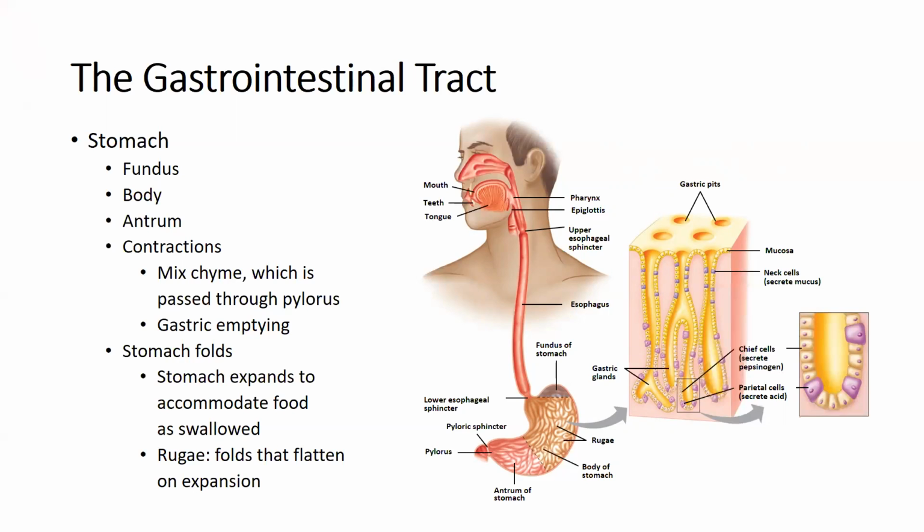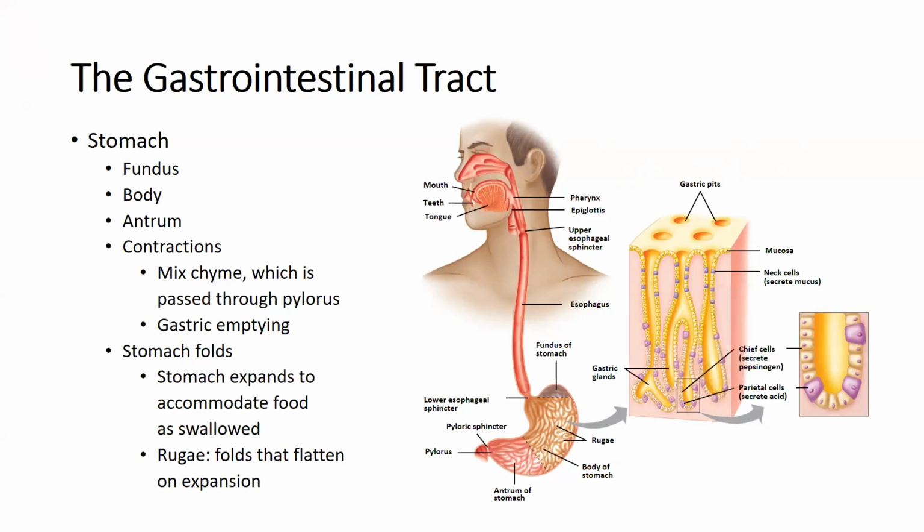And then we have gastric emptying. Gastric emptying is where the pyloric sphincter opens and releases those contents out into the small intestine. Some structures of the stomach are the stomach folds, which help to increase the surface area of the stomach.